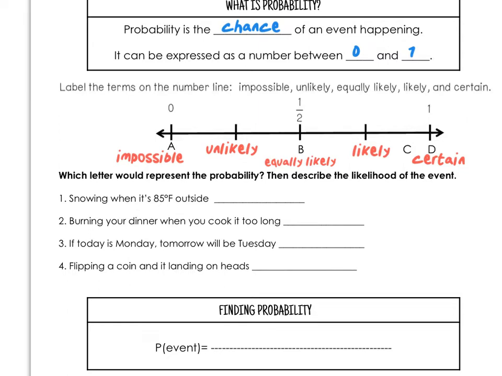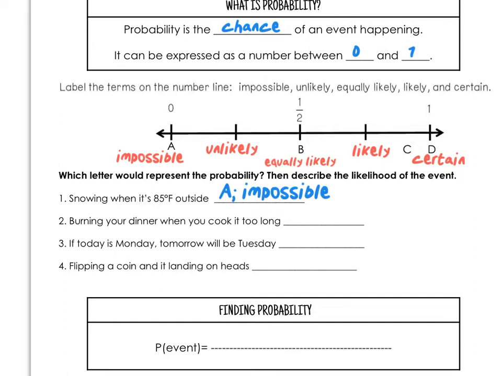So we're going to give each of these events a letter, depending on where we think the probability of that event happening would be. For number 1, it says snowing when it's 85 degrees outside. What is the probability of that happening? If we had to choose between A, B, C, or D, we would say A. It would be impossible. It's so hot outside that the condensation in the air would not be cold enough to become snow. So we're going to say A, impossible.